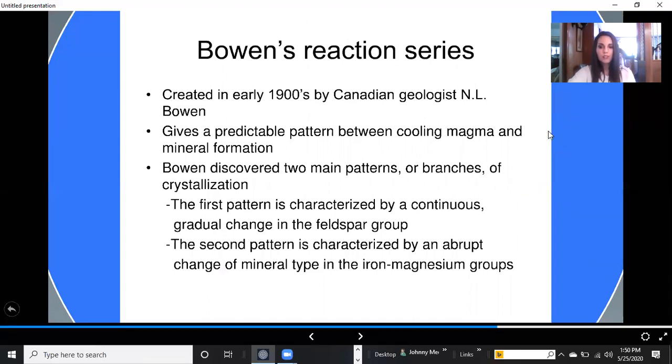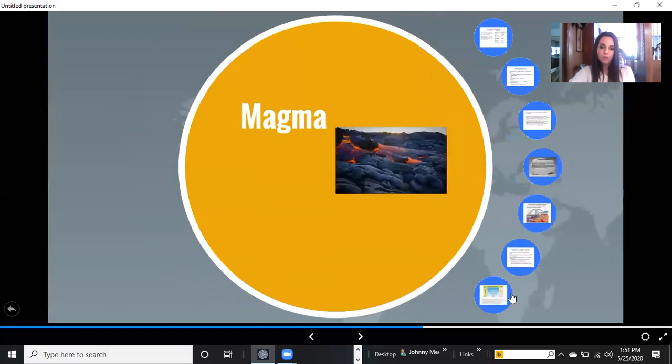The first pattern is characterized by a continuous, gradual change in the feldspar group. We talked about feldspar as a mineral, and they're pretty reliable and pretty predictable in how they're going to behave. The second pattern is characterized by an abrupt change of mineral type in the iron-magnesium group. They're always going to behave in a similar way, and it's going to be a more abrupt change rather than a gradual change. So let's take a look at how that works.